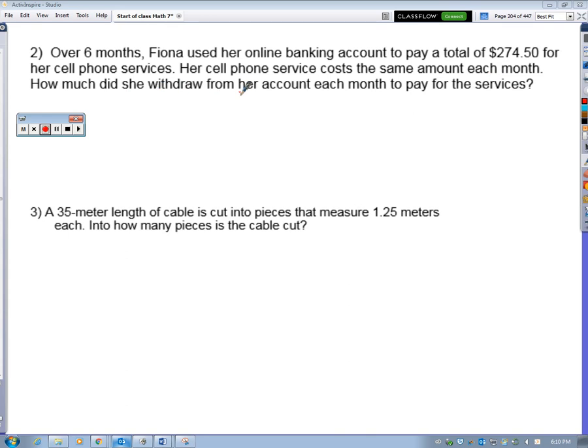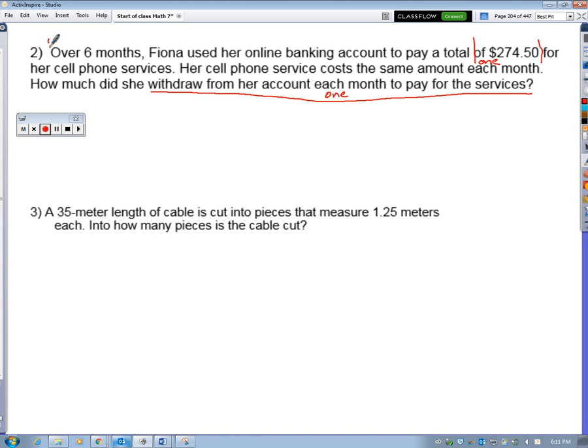How much did she withdraw from her account each month to pay for services? Okay, see this word each? That means 1. Okay, so our question is asking us how much did she withdraw from her account each month to pay for services. So we're looking for the cost of 1 month. Alright, so that is our classic division problem setup right here, where we're given the total, this amount, and we need to find out the one of something. Okay, so let's take a look here.